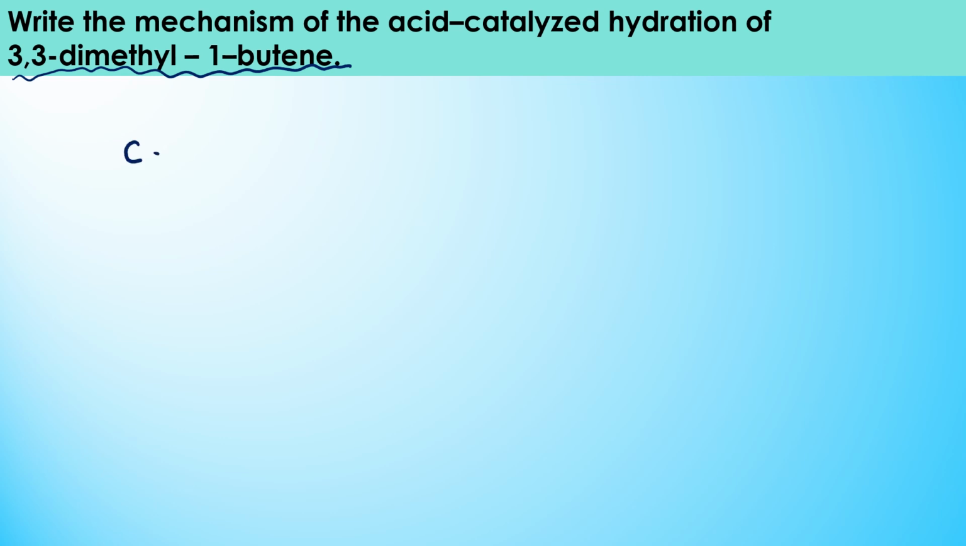The parent contains 4 carbons. At carbon number 1 there is a carbon-carbon double bond. Carbon number 3 has 2 substituents of methyl group. 3,3-dimethyl means two methyl groups attached to carbon number 3. 1-butene. So complete the structure.